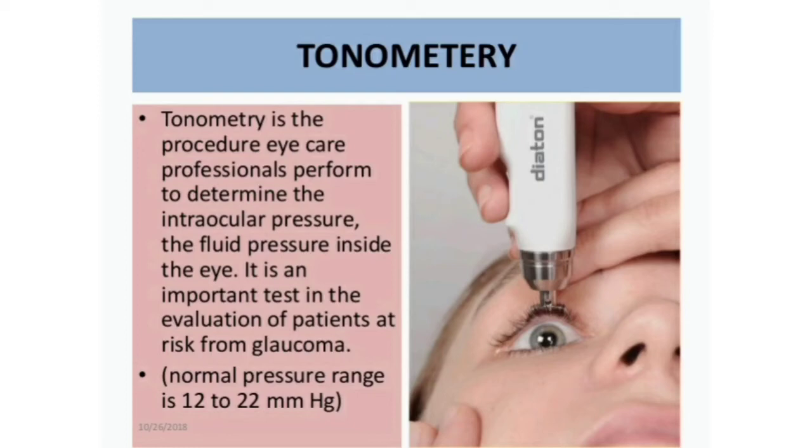Normal intraocular pressure range is between 12 to 22 millimeter Hg. So if it is greater than 22 millimeter Hg, then you can say that the patient is having increased intraocular pressure, the patient is having glaucoma.